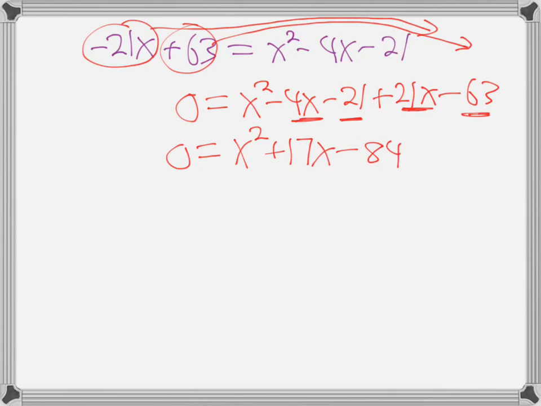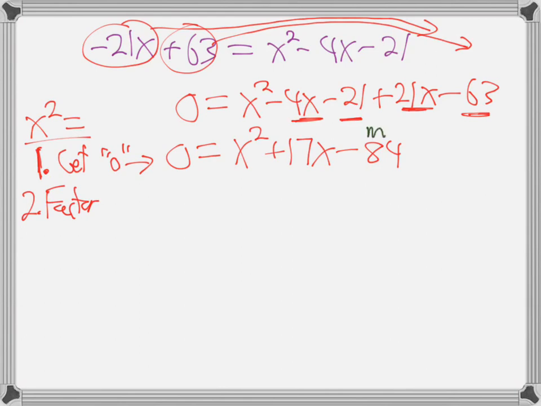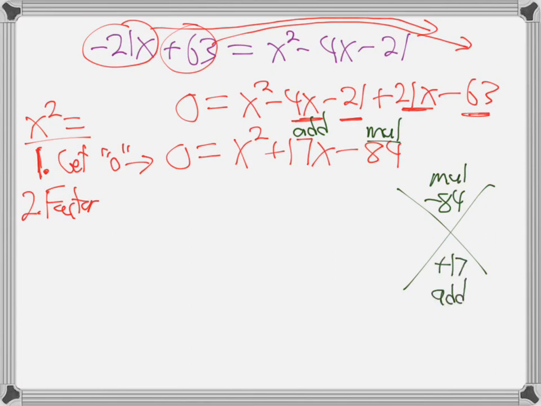So that's step 1. Get a 0. Step 1, when x squared with an equal sign shows up, get a 0. We did it. Step 2, factor. So now we're going to factor that. So remember how that works. You want two numbers that multiply to be the minus 84 and add to be the 17. Multiply to be the minus 84, add to be the plus 17.